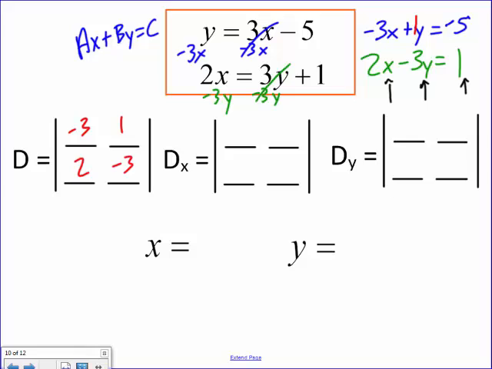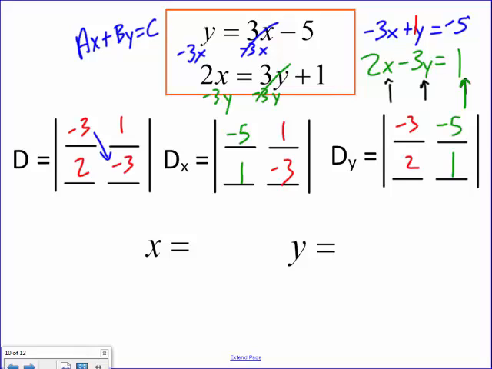So for dx, remember, we replace the x values with the answer. So this is going to be negative 5, 1. And I put my y's in still, so 1, negative 3. And then just the opposite for dy. So my solutions go in for y's. And I put my x's back in on the left side. There we go. Now we go ahead and find all of our determinants.